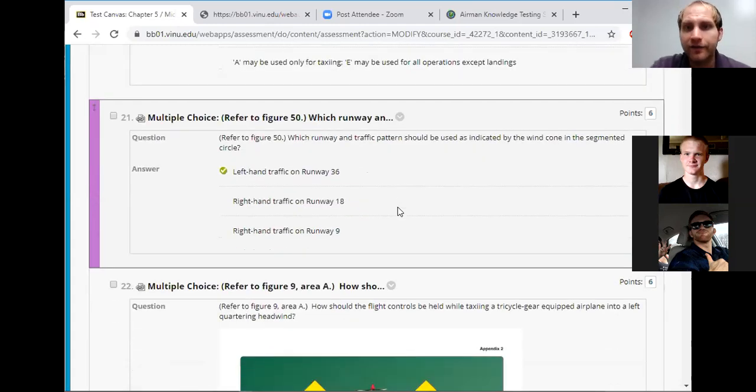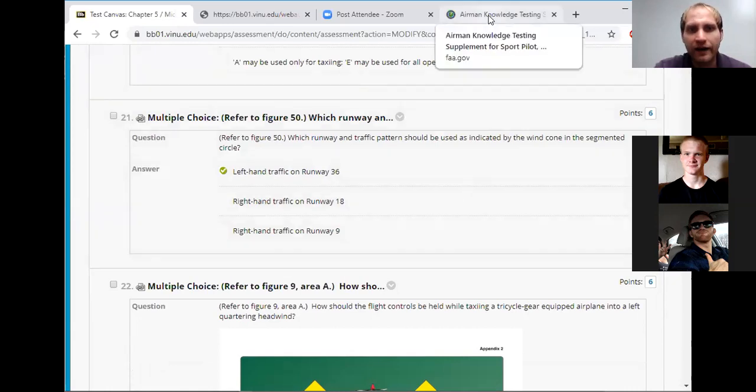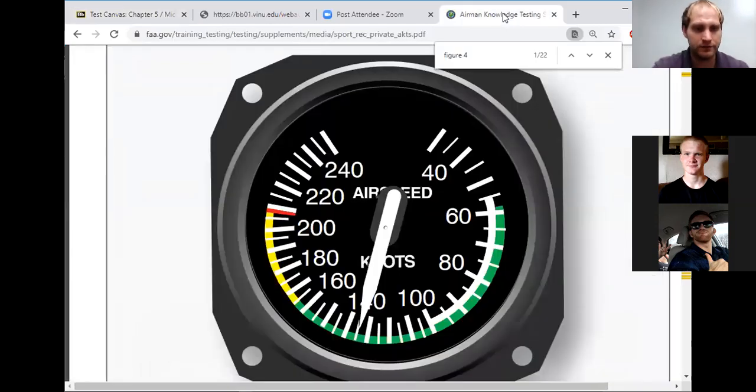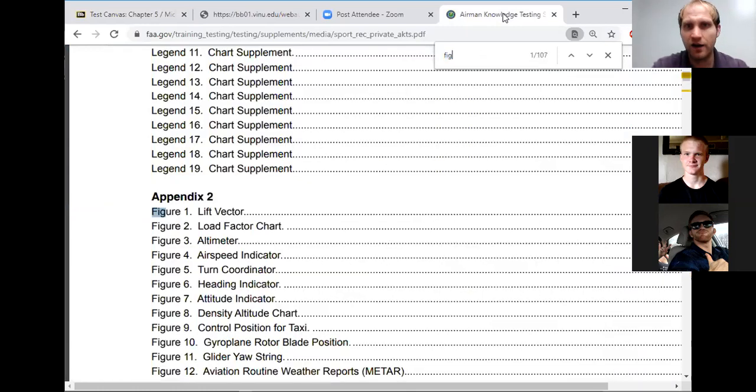All right, we got ourselves another figure question. Figure 50. Which runway and traffic pattern should be used as indicated by the wind cone in the segmented circle? So we're going to check out the figure, and we need to know, are we going to do left-hand traffic? Are we going to do right-hand traffic? Are we going to use runway 36, 18, 9? What's going to be the correct answer? The suspense is killing us. Maybe so, maybe not.